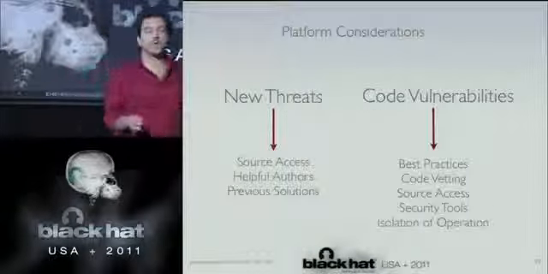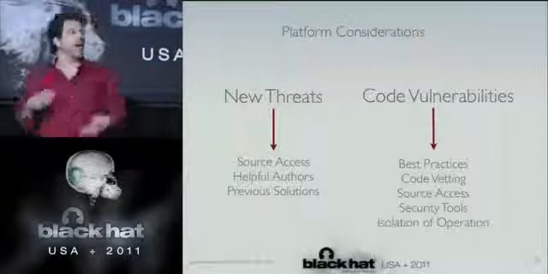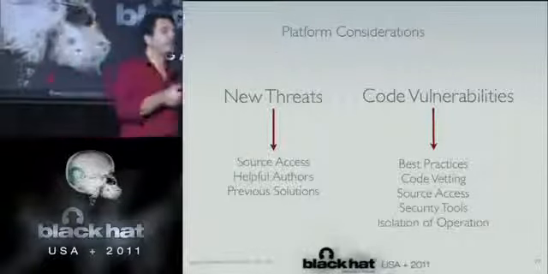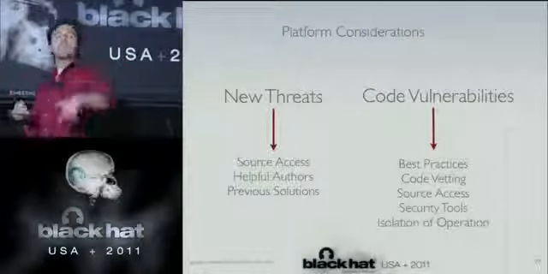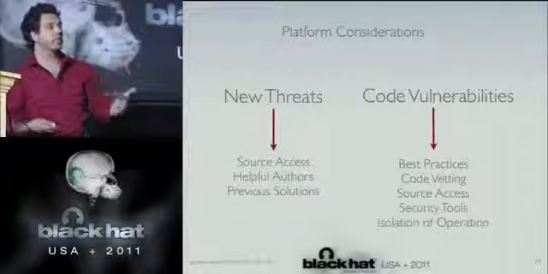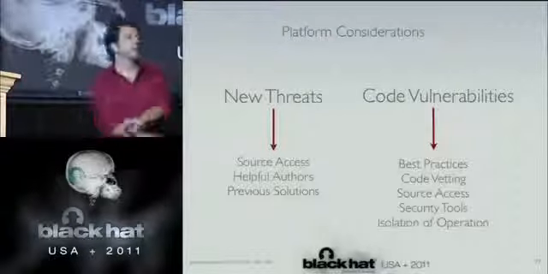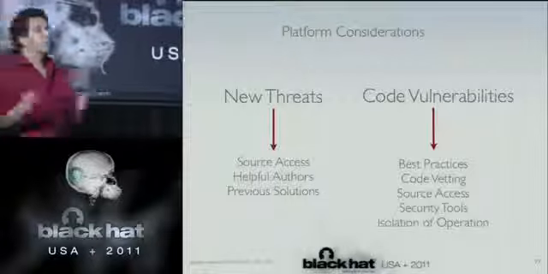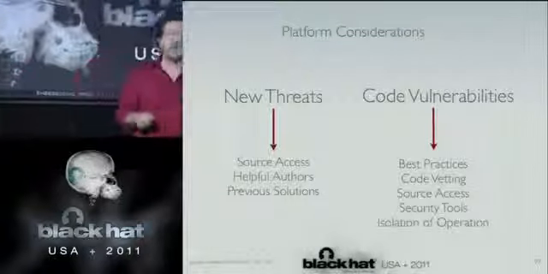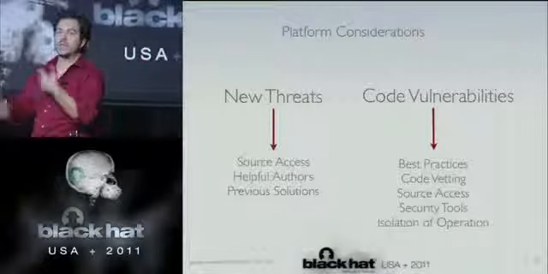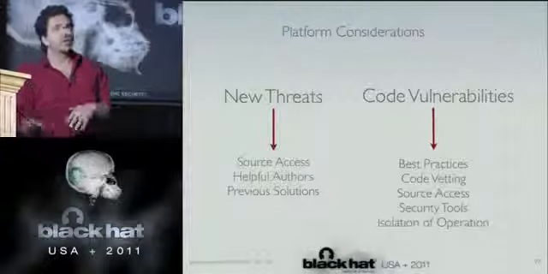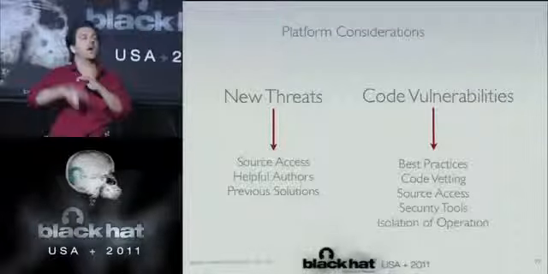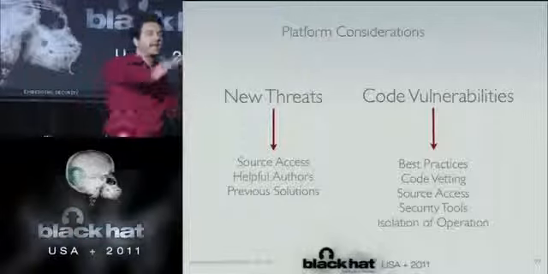So for platform considerations, we've got things like new threats. We need to be able to adapt to those very quickly. And so we have things like source access, ideally helpful authors, people that can help out, and being able to reuse the code that we'd made in previous deployments. And then for code vulnerabilities, we've got all the stuff that should be happening, things like best practices, code vetting, et cetera, which currently isn't being done right now, or it's being done on a very ad hoc basis. And then since we don't have a trustworthy code base, what we're doing is we're isolating the operations in some of these deployments. So there is some type of blocking the attack surface and ideally diverting the attacks towards a public type of site.